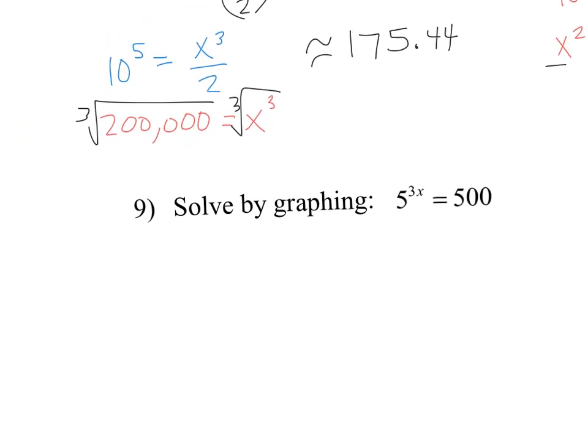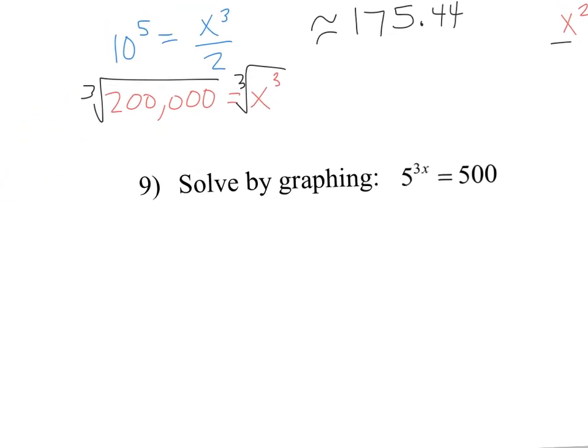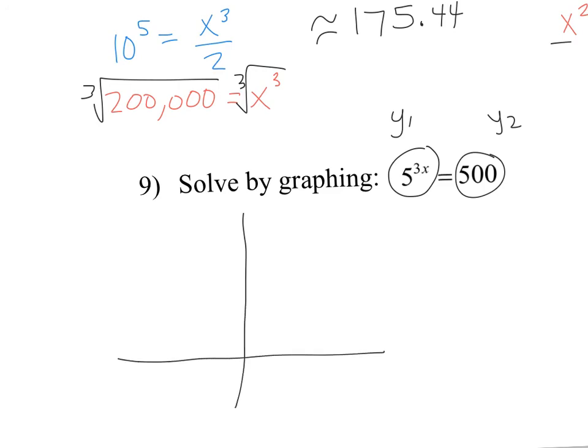And then next part, solve by graphing. So what you want to do when you're solving by graphing is put the left-hand side in your y1 in your calculator and the right-hand side in your y2. And it doesn't matter if you put this in your y2 and this in your y1. So then you're going to graph both of these functions. So y equals 5 to the 3x is an exponential growth function that's very steep. So it's going to look something like this. It has a y-intercept of 5. And then y equals 500 is just a horizontal line.